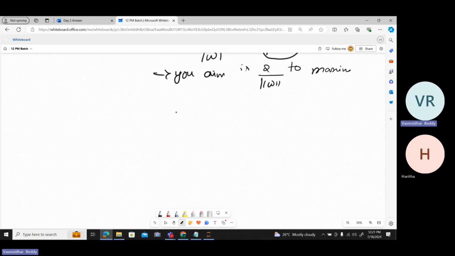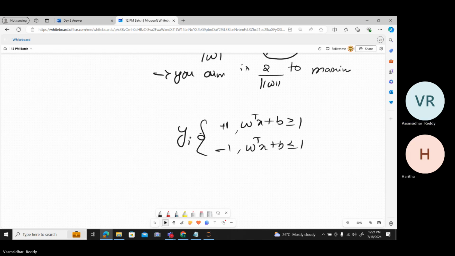Done. So here, what are the outputs of y? We have only two outputs. One is if y equals positive 1, it represents W^T x plus b greater than or equal to 1. The other is y equals negative 1, W^T x plus b less than or equal to negative 1. These are the two conditions we have. Clear? Done.